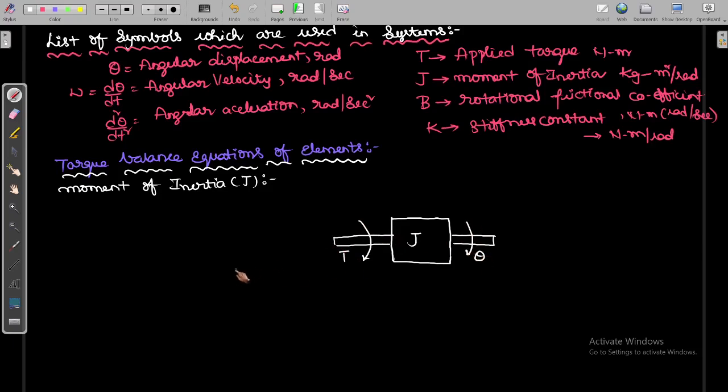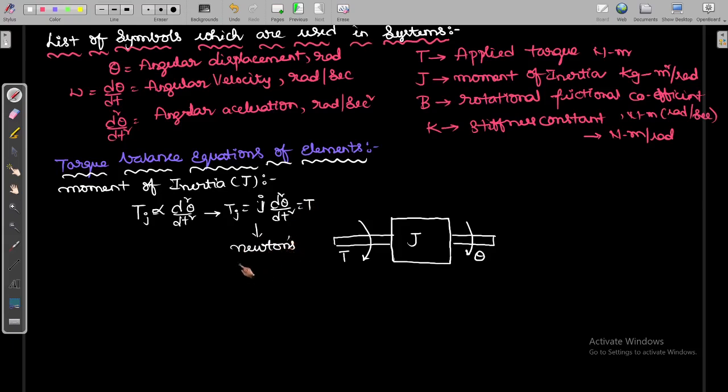So this applied torque is there. Whenever you apply a torque, there will be some opposing torque. That opposing torque will be represented here as Tj, which will be proportional to d square theta by dt square, the angular acceleration. To remove that proportionality constant, we take Tj equals some constant J into d square theta by dt square, which is also equal to T, according to Newton's second law.